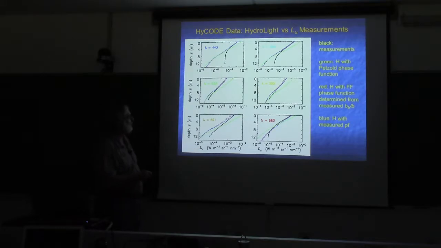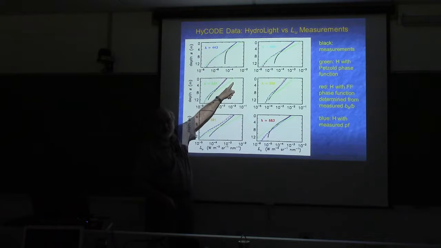Here we are. Okay, so once again, the black is measured. There's not as much light to play with for LU as there is with ED, so the instruments roll off at a little shallower depth. But up here, the measured VSF and Fournier-Forand are doing pretty good until the instrument begins to lose it. And then Petzold has too much LU near the surface. Well, does that make sense? Yeah, that's the light that was backscattered out of ED and is making LU too big.